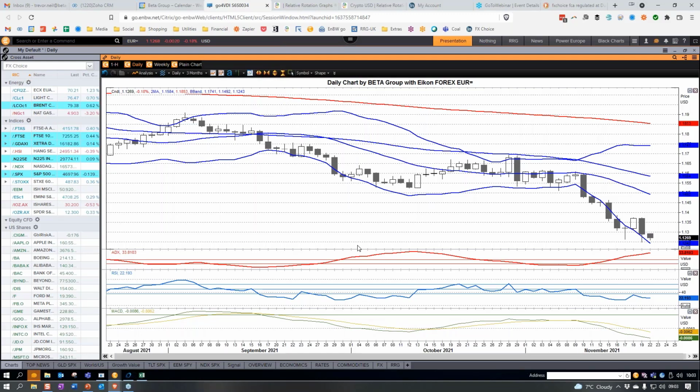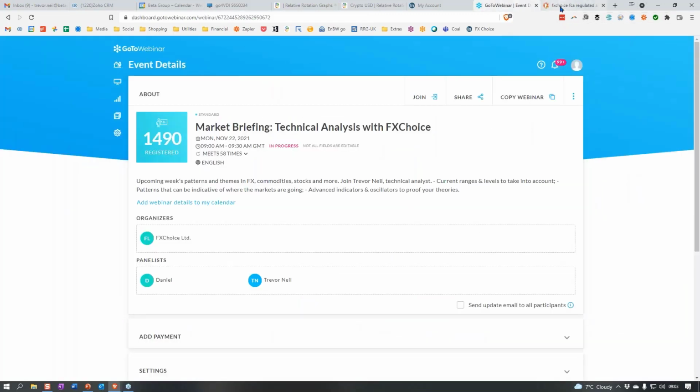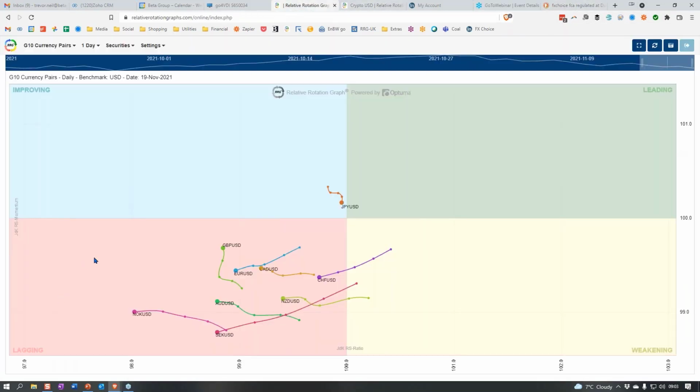This dollar strength is affecting everything. Just to show you that clearly, let's look at the relative rotation graph of it. Here are the 4 quadrants. The dollar's in the middle here.